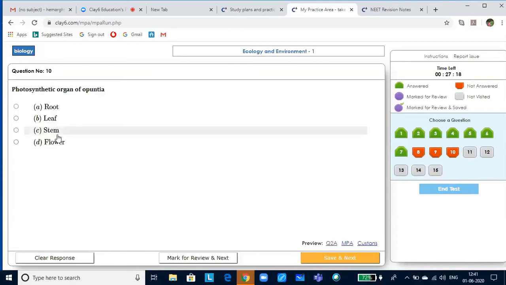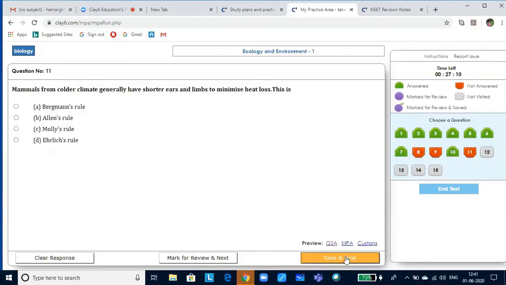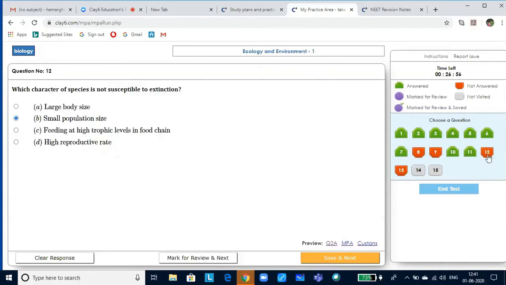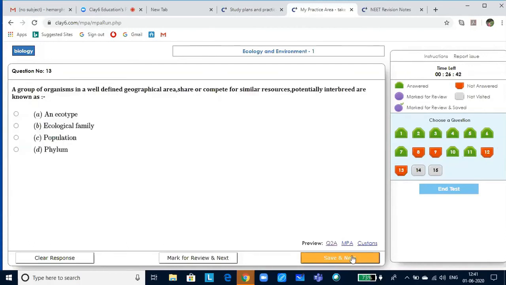The photosynthetic organ of Opuntia is the stem. Mammals from colder climates generally have shorter ears than humans to minimize heat loss, and this is known as Allen's rule. Which character of a species makes it not susceptible to extinction? High reproductive rate. If the species has a high reproductive rate, then it is not susceptible to extinction. A group of organisms that have a well-defined geographical area, share similar resources, and potentially interbreed are known as a population.